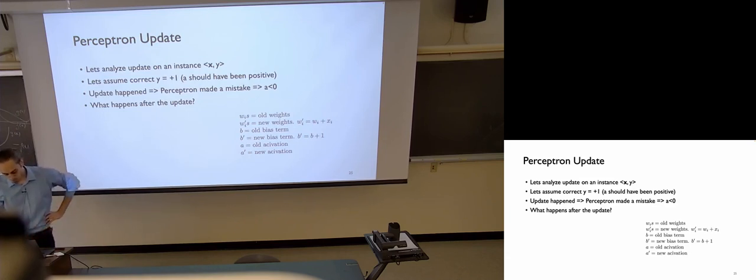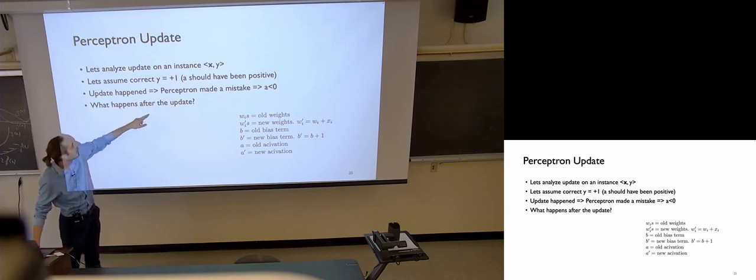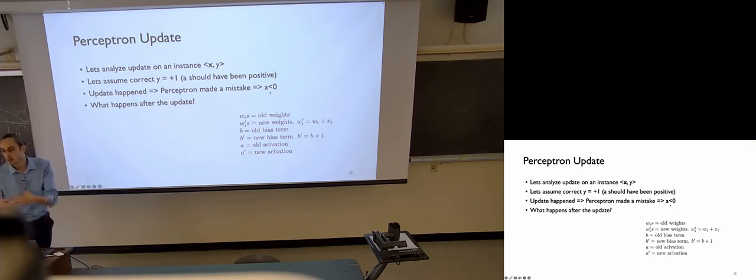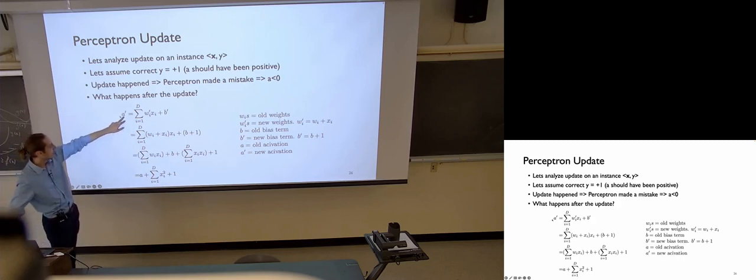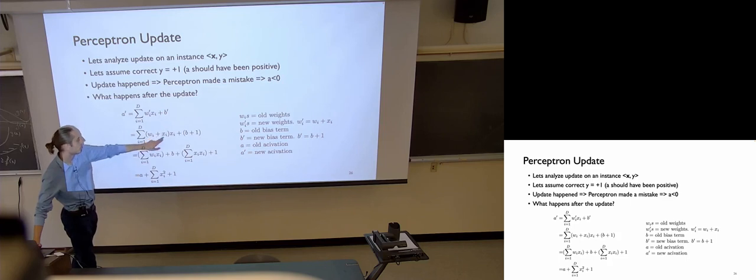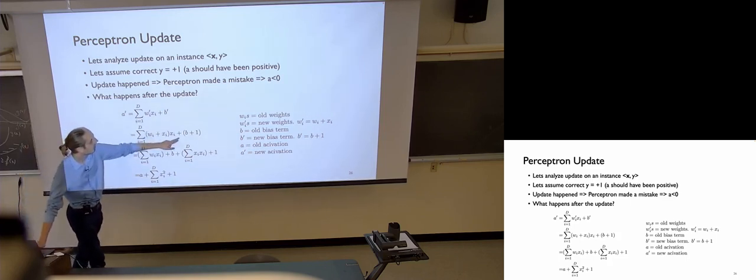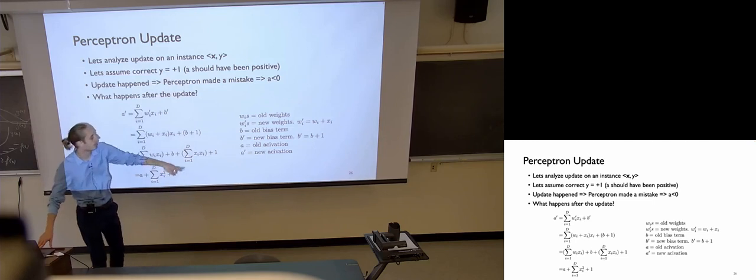We have an instance x and y, and we assume that y is +1, so this is a positive example. However, our perceptron made a mistake, so let's say our activation was negative. What happens when we do the update? Our new activation will be the sum of the new weights times x plus the new bias after the update. The new weights are the old weights plus xi, so for each wi we have wi plus xi. The new bias is the old bias plus the sign, which is y, a +1. So that's why you get b plus 1 here.